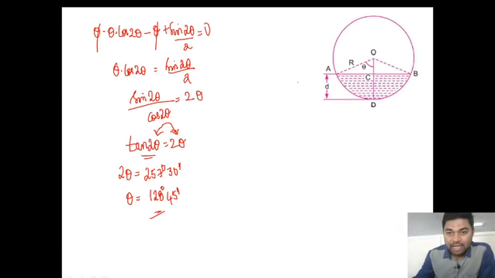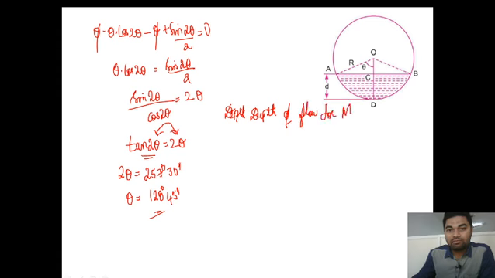So next, depth of flow for maximum velocity. The next condition is depth of flow for maximum velocity.